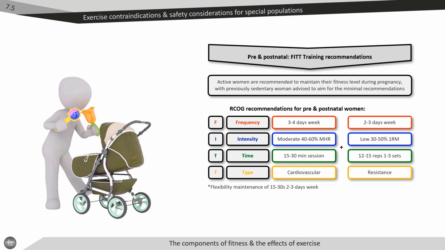It is also recommended that pre and postnatal women maintain their flexibility with 15 to 30 seconds hold of stretches on 2 to 3 days a week for all of the major muscle groups.